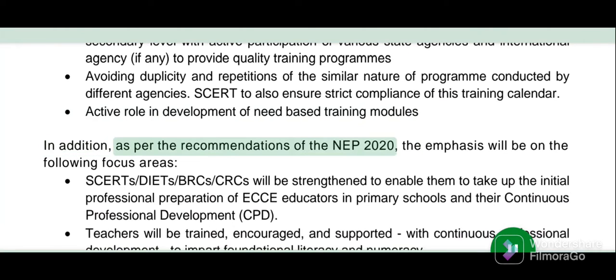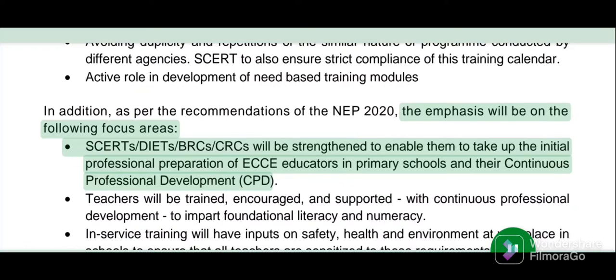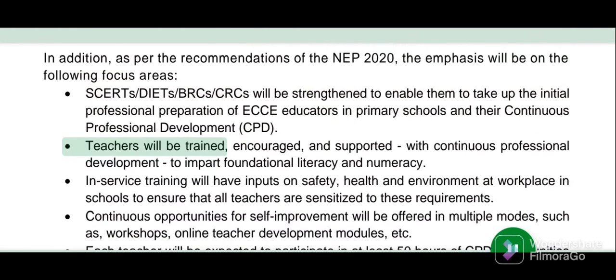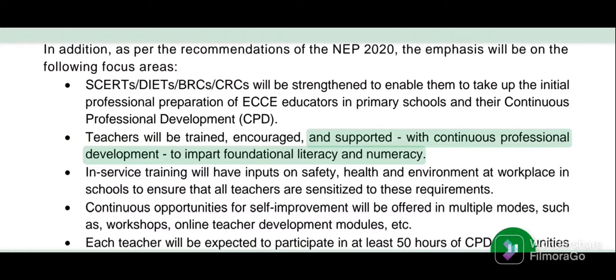In addition, as per the recommendations of the NEP 2020, the emphasis will be on the following focus areas. SCERTs, DIETs, BRCs, CRCs will be strengthened to enable them to take up the initial professional preparation of pre-primary educators in primary schools and their continuous professional development (CPD). Teachers will be trained, encouraged, and supported with continuous professional development to impart foundational literacy and numeracy.